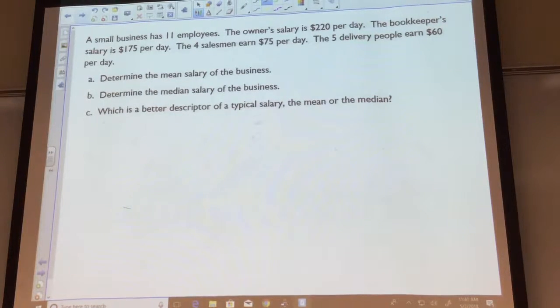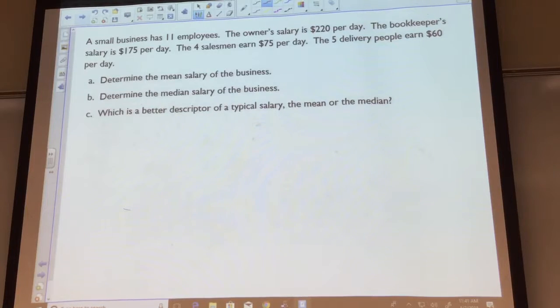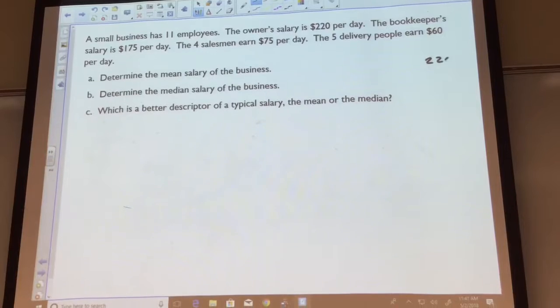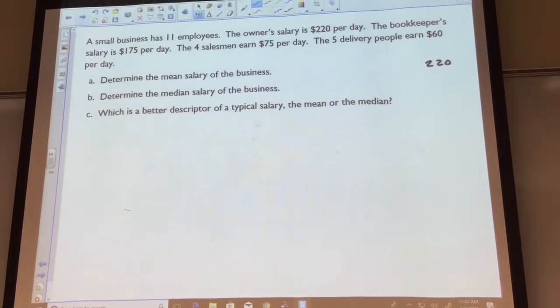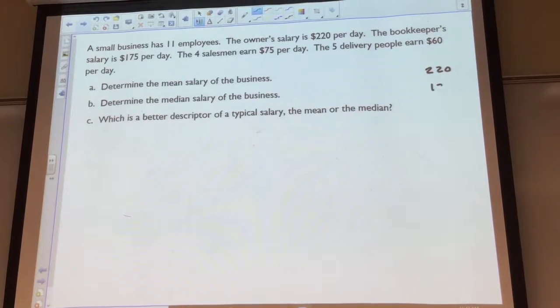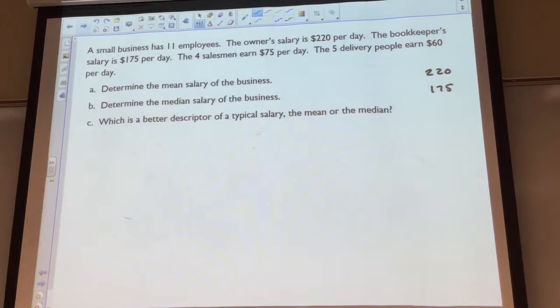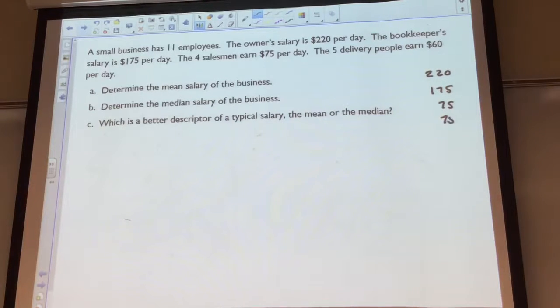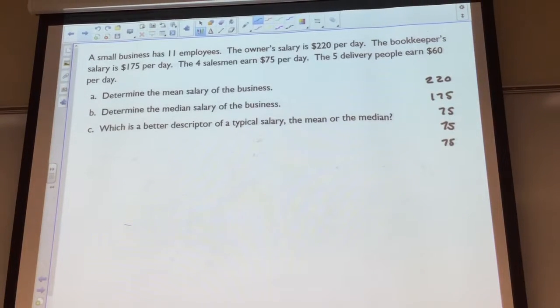So you're going to enter the data into the calculator, meaning that we know we have one person that's got $220 a day. We have one person that gets $175 a day. And this is where some of you went afoul that missed this question. Yeah, I got $75 for a salesman, but there's not just one salesman, there are 4 salesmen.